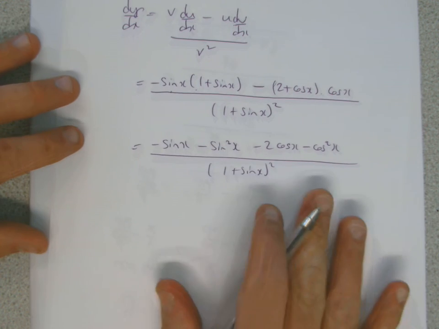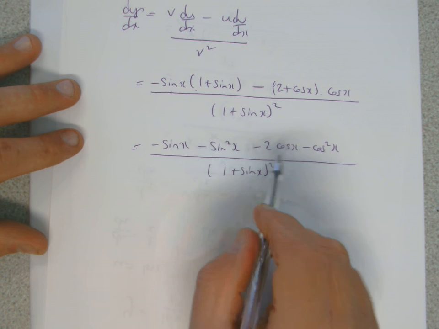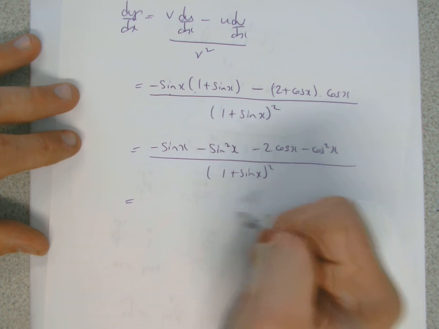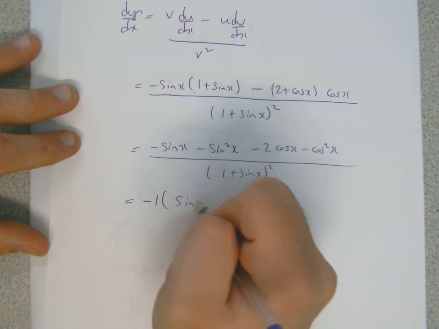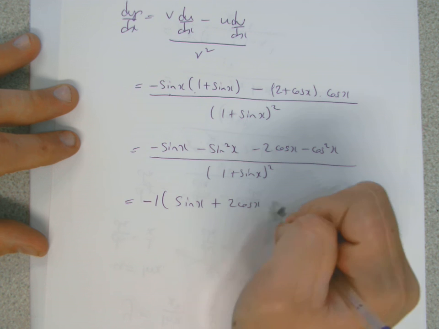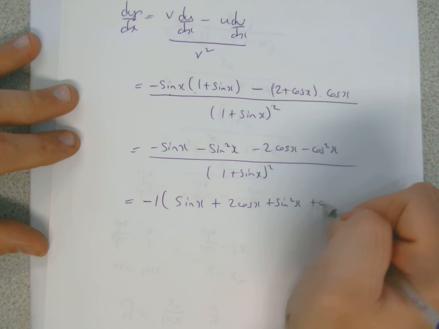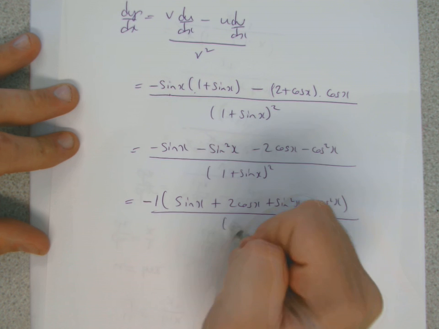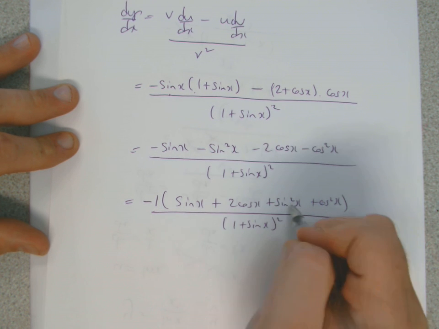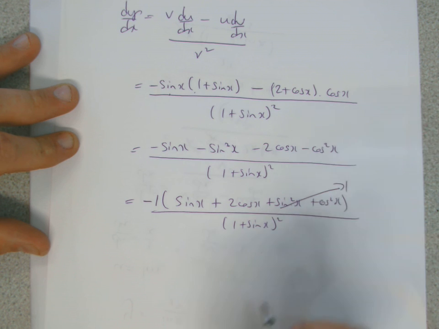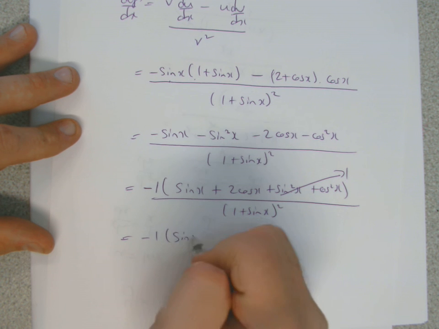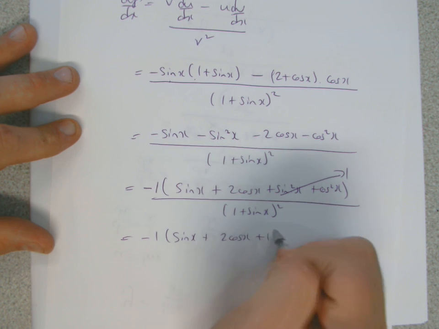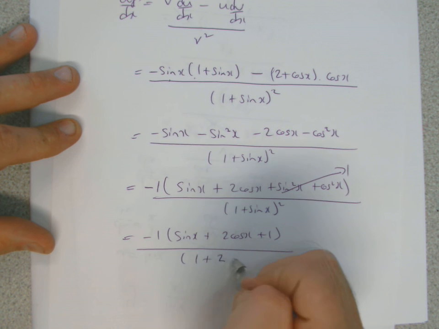And then what you do then is you've got loads of minuses at the top here, and everything's minus. We could just take out the minus as a factor. Okay, minus 1, and bracket. So everything becomes positive then. Sine x plus 2 cos x. And I'll write this in a certain way. And you realise then you've got sine squared x plus cos squared x, which of course is 1, isn't it? Now don't forget this here, you don't expand, and we're left with our final answer, minus 1 in bracket sine x plus 2 cos x plus 1 all over 1 plus sine x all squared.